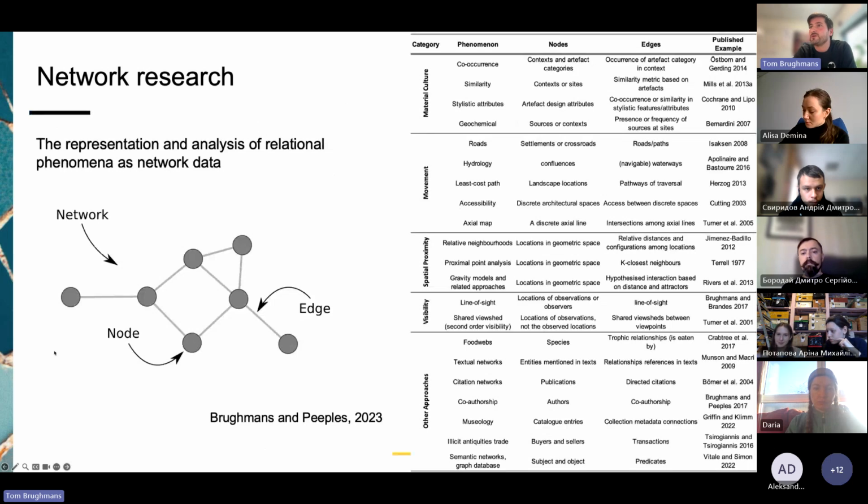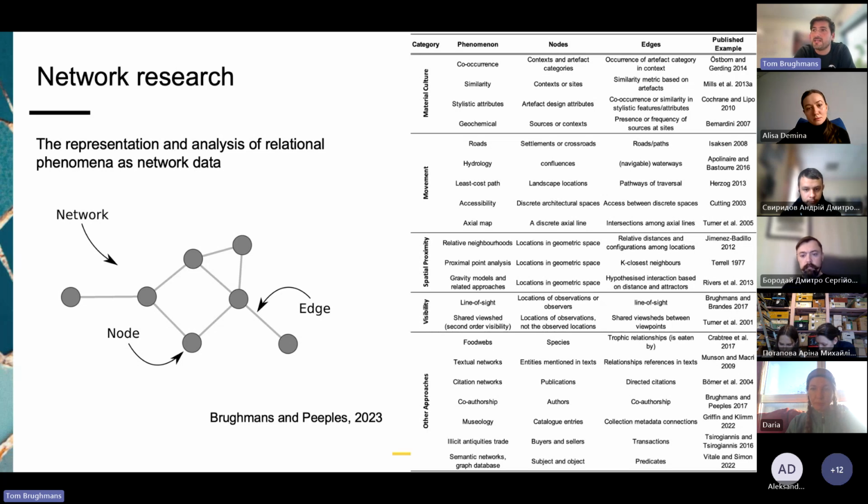So network research is the use of network data to study relational phenomena. Network data consists of a set of nodes and a set of edges and additional information about the nodes and the edges. That's the basics. But you can apply that to 1 million different things that we observe in reality.